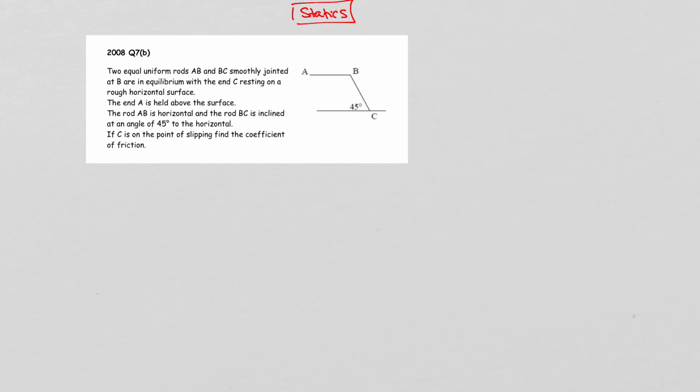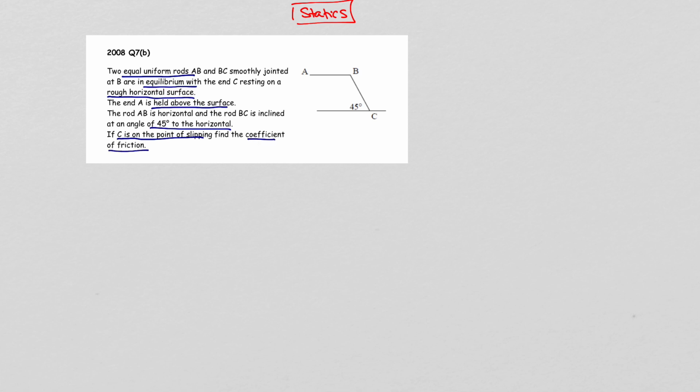Statics, 2008, question 7b. So here we have two equal uniform rods, AB and BC, and they're smoothly jointed at B, and they're in equilibrium, with the end C resting on a rough horizontal surface. The end A, we're told, is held above the surface, and the rod AB is horizontal, and the rod BC is inclined at an angle of 45 degrees to the horizontal. If C is on the point of slipping, find the coefficient of friction.